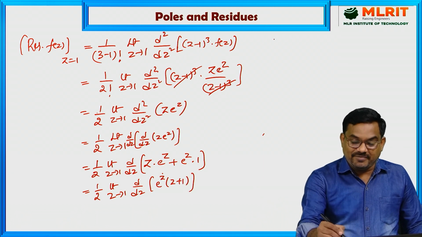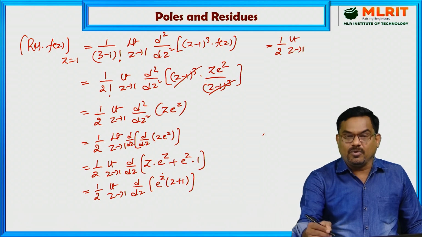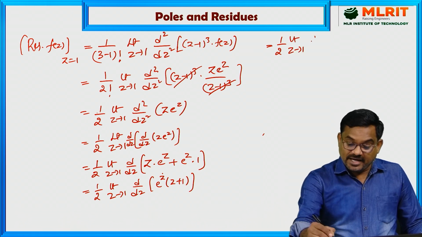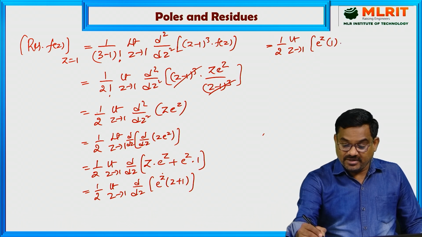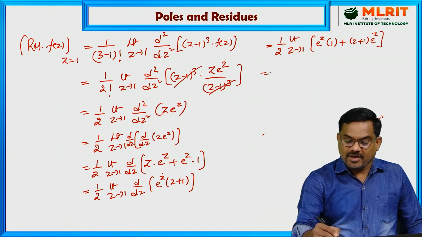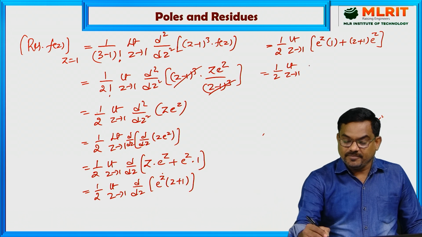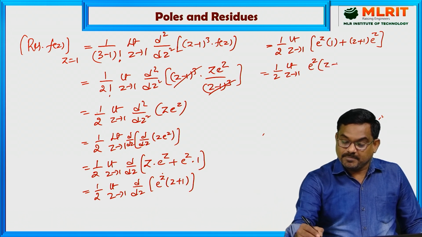Now again differentiating half into limit z tends to 1, again UV rule, the first function into derivative of second, 1, plus second into derivative of first is e power z. Now we have to apply the limit as z tends to 1, e power z common, then z plus 2.